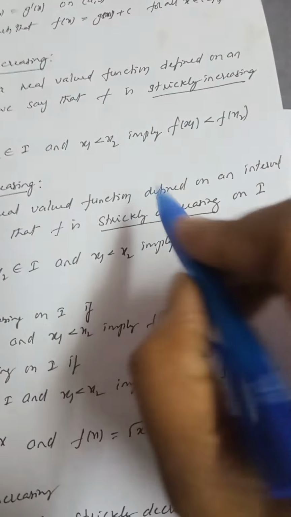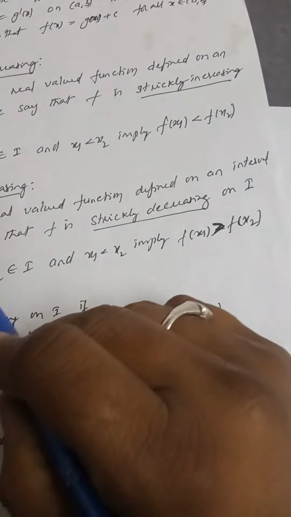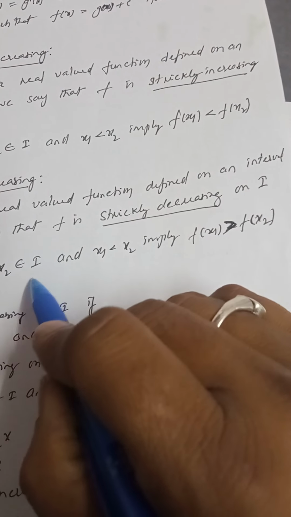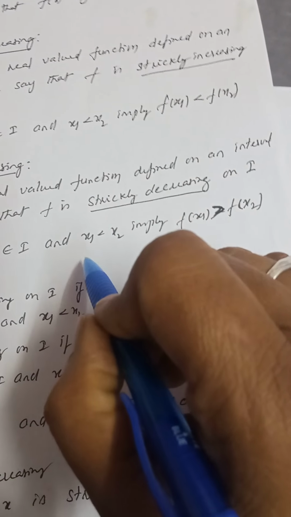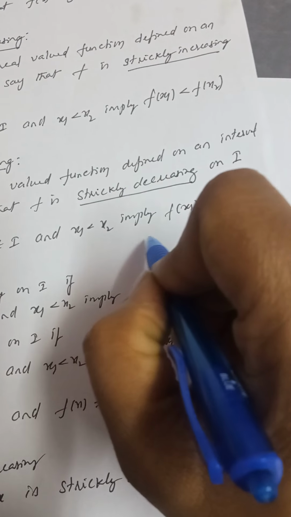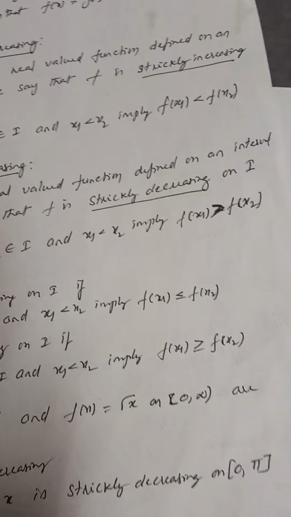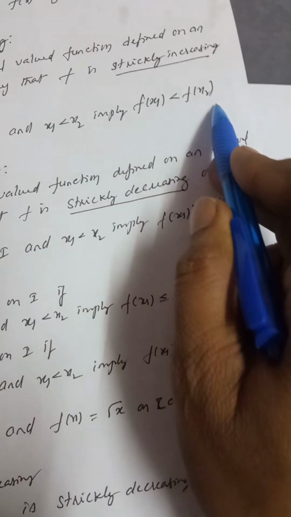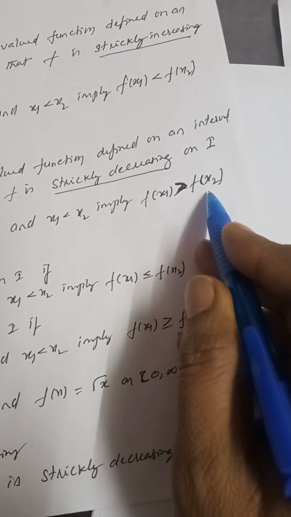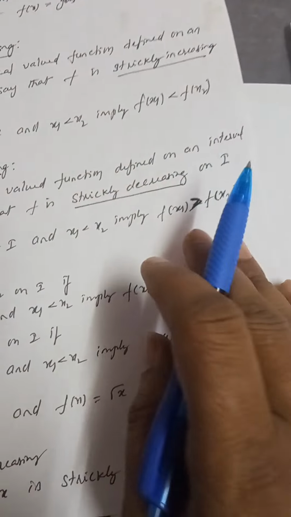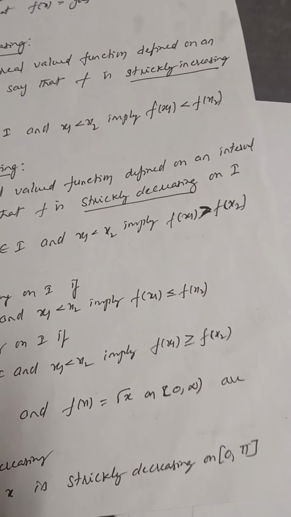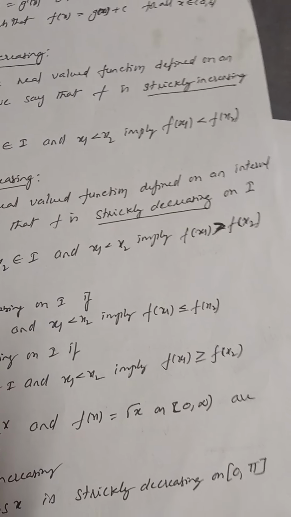We say that f is strictly decreasing on I. Same definition: for x1, x2 belonging to I, x1 less than x2 implies f of x1 is greater than f of x2. Remember this one. For the same condition, if f of x1 is less than f of x2, then it is increasing. If f of x1 is greater than f of x2, it is strictly decreasing. That means the function values go on decreasing.